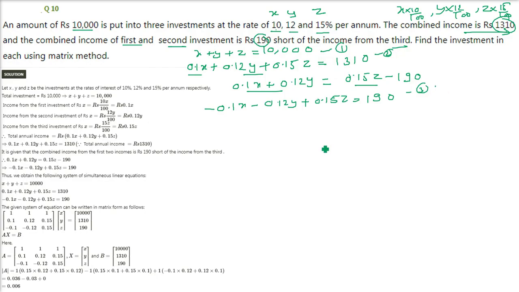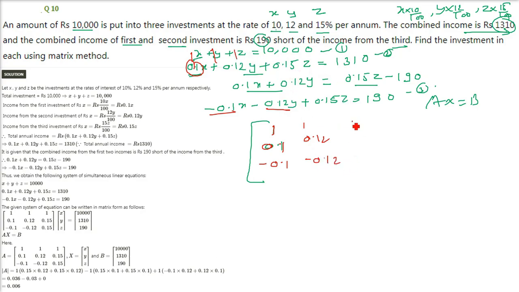Now we have these three equations. So AX equals B. A is what? It's 1, 0.1 and negative 0.1. These are all the coefficients of X. Now we have Y. The coefficient of Y is 1, 0.12 and negative 0.12. Then what is the coefficient of Z? It's 1, 0.15 and 0.15.